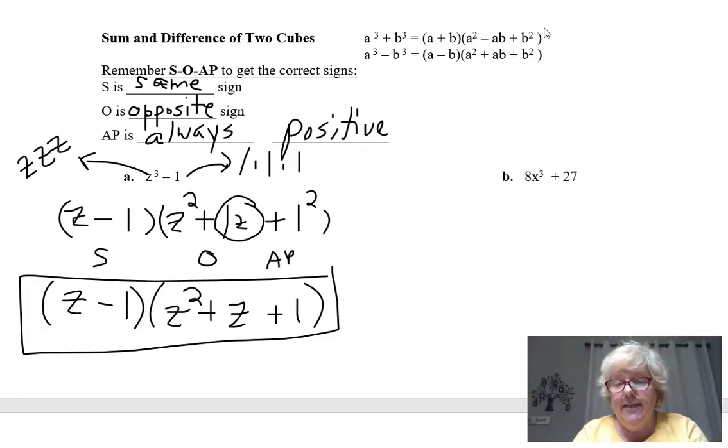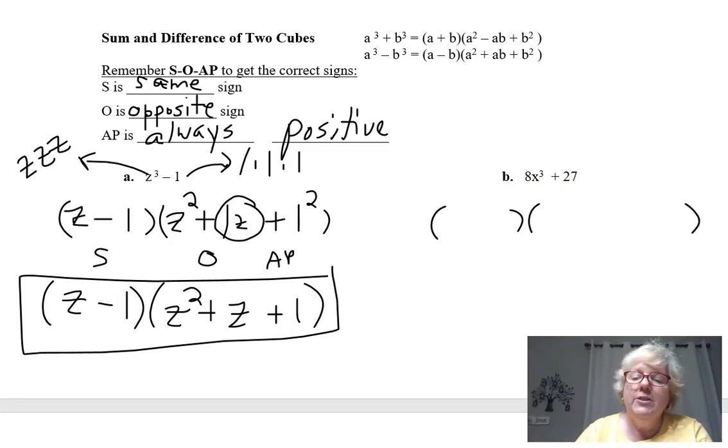Now in the second example, it is a cube, and I notice it's a cube because it has an exponent 3. So I put a small short parentheses and a longer large parentheses. I notice that the original problem starts off positive. So I do same sign, which is positive, opposite sign, which is negative, and then always positive on the end.